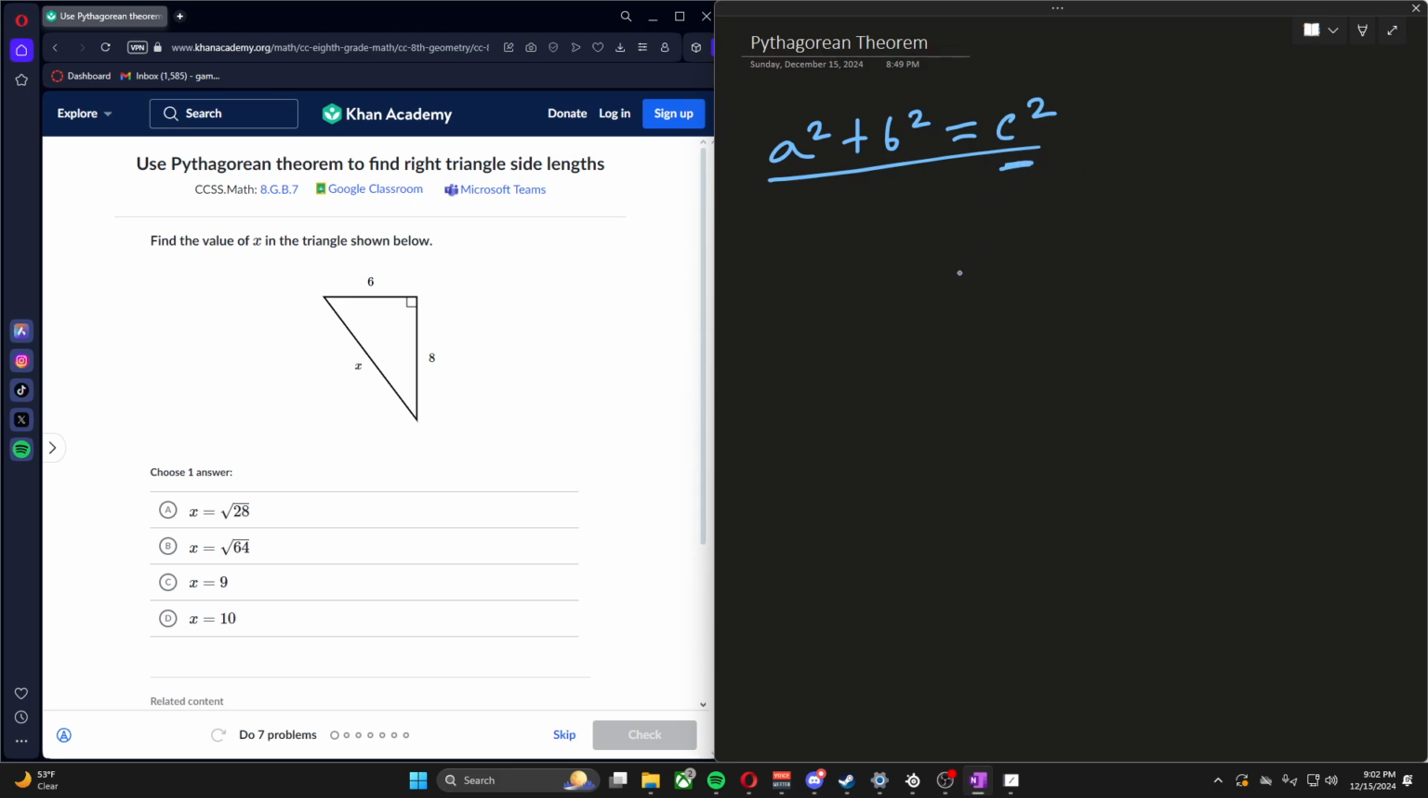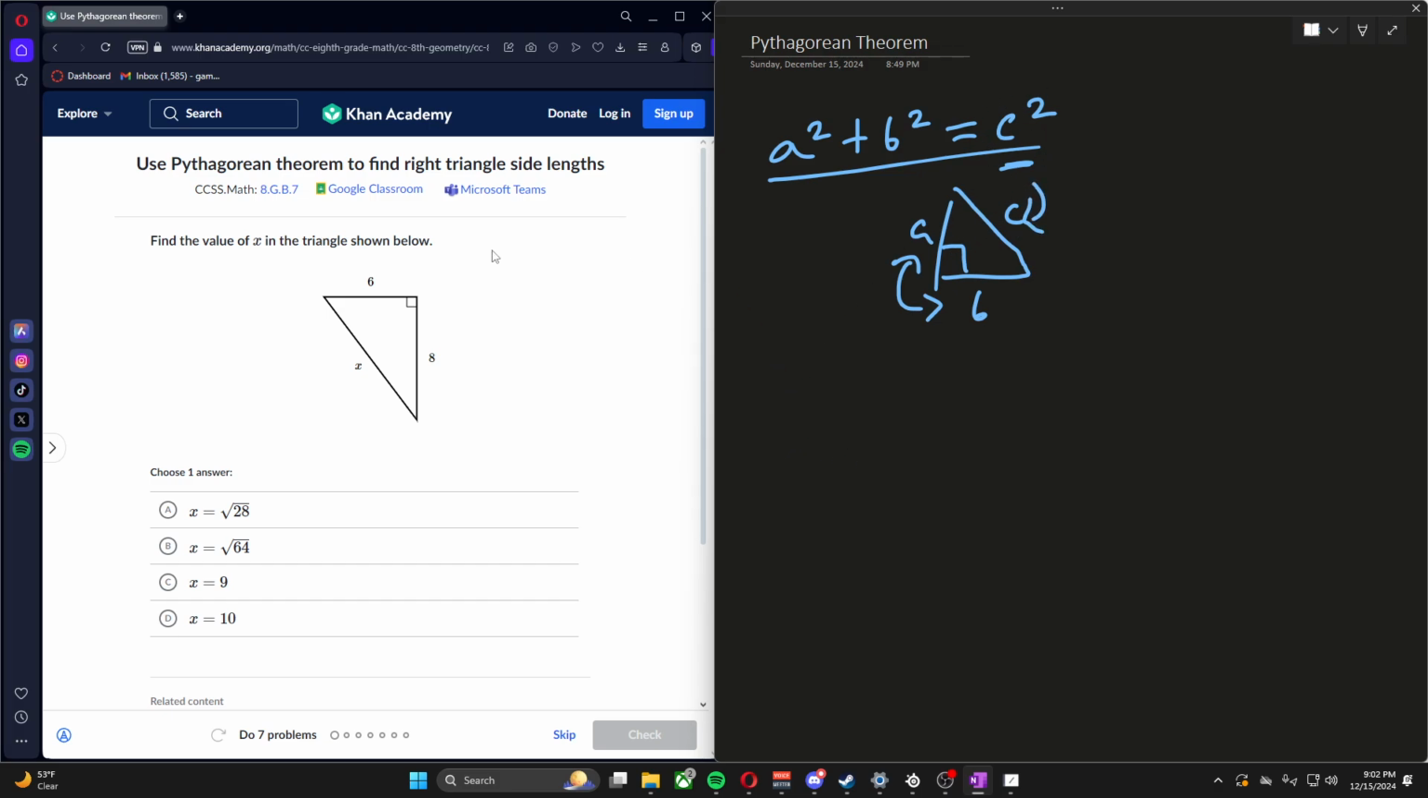C squared is always your hypotenuse. So if I draw a little right triangle right here, C is always this. A and B can be interchangeable. So these two can swap places. C will always be your hypotenuse.